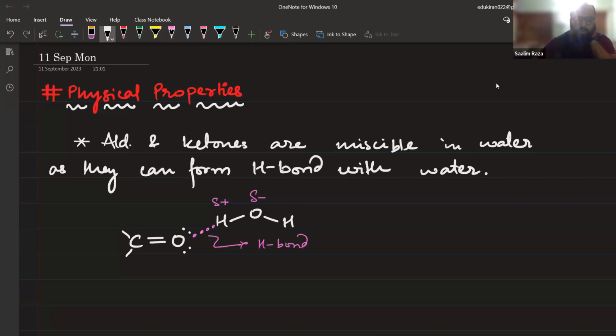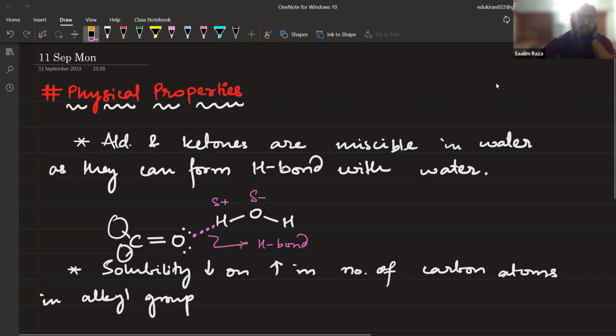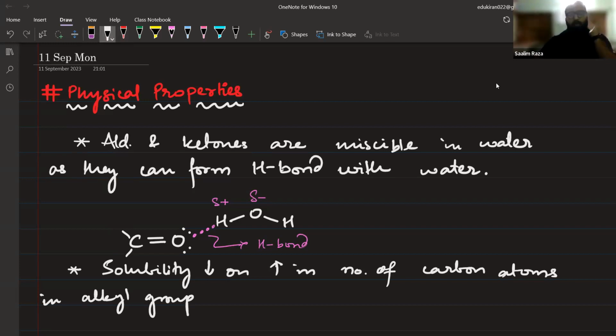Okay, that's one point. Next point, similar to what we have seen in alcohols also, solubility decreases on increase in the number of carbon atoms in alkyl groups. So there will be alkyl groups attached here and here, right? If I increase the number of carbon atoms in the alkyl group, then obviously the solubility is going to decrease.